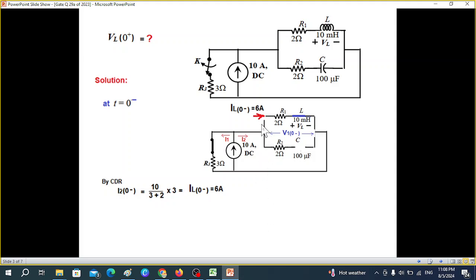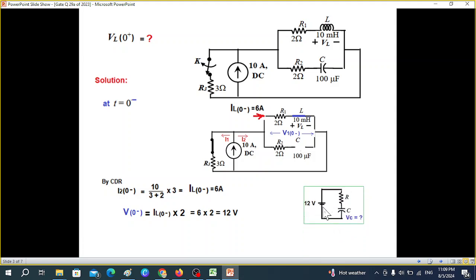And then, since we know this current, we can find the voltage here. We are calling it V1(0-) or V(0-). And this will be simply I into R. So V(0-) is I into R, or IL(0-) into 2, which is 6 into 2, which is 12 volt. That means this voltage here is 12 volt. Now from here we have to find this voltage. And let me separately show it.